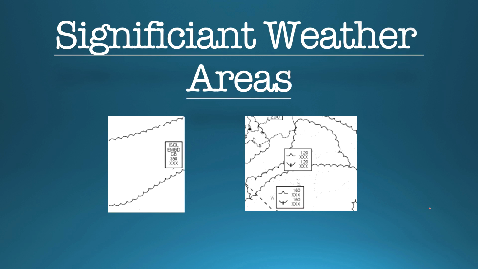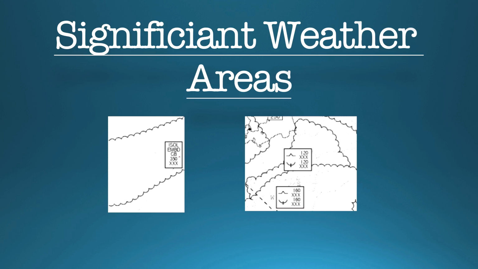Now, next up are the significant weather areas. Of course, that's what a high-level significant weather chart is for. So we can see here isolated embedded cumulonimbus clouds. In the description I've included a link to the document that tells you a lot about these charts, but this is what you most frequently see.